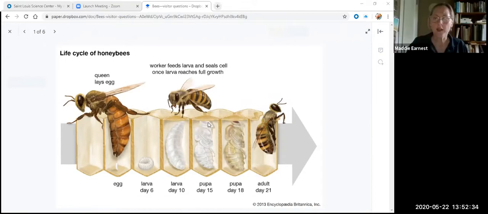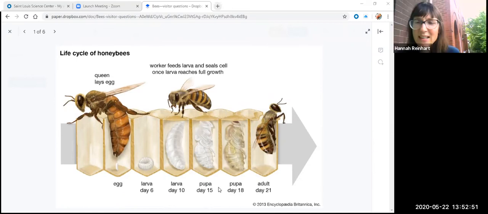Interesting. And yeah, if you think about the queen laying 2,000 eggs a day, that's 2,000 bees that are all kind of hatching at the same time. They really can keep up. You can see how they would get 30,000 bees in a hive with that type of schedule.